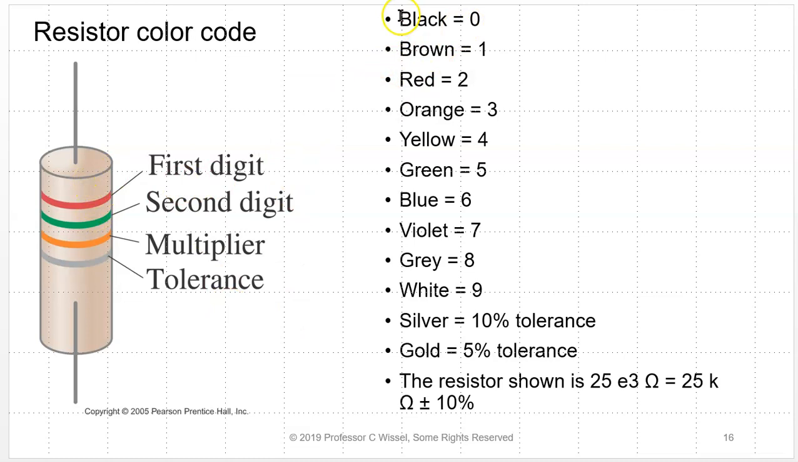Okay, so black equals 0, brown equals 1, red, orange, etc. goes through the rainbow. And then white equals 9. Silver is a 10% tolerance. That means plus or minus 10%. Gold is plus or minus 5%.